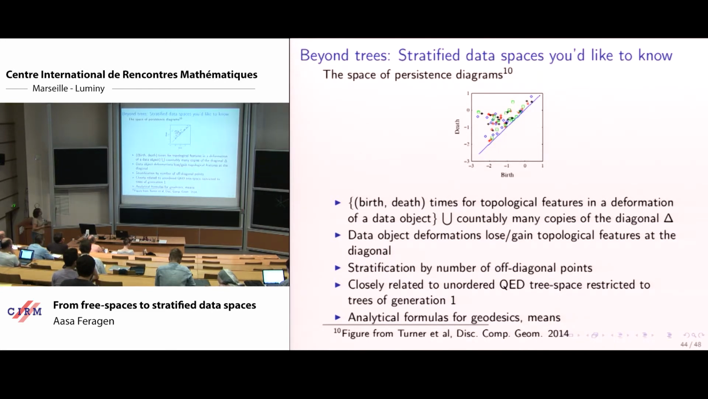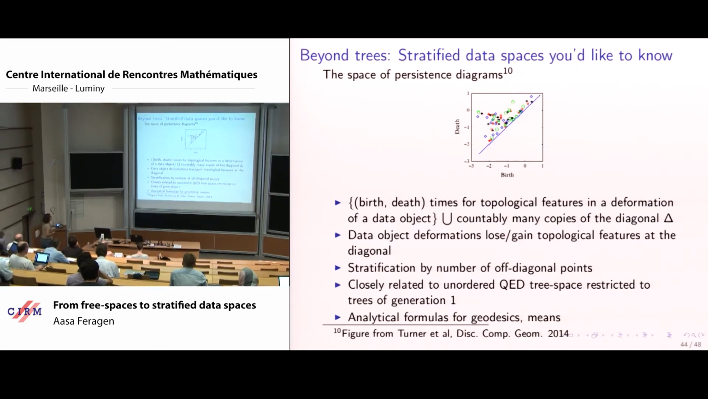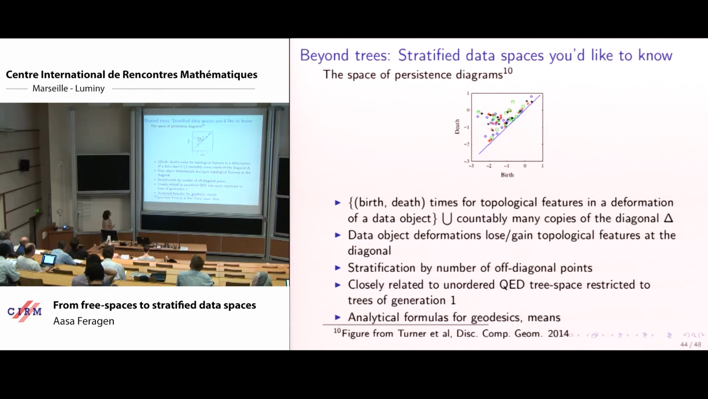So here you can stratify your space of persistence diagrams by the number of birth-death pairs, or of diagonal points if you like. This is actually closely related to the tree space where you have only a single generation. So here too you have to match points up. Here the points are not branches, they are off-diagonal points, but they are matched up in an unordered way, or in an unconstrained way, and if there's nothing to match it with, then you take it away by moving it to the diagonal. In this case, there are actually analytical formulas, I believe, for geodesics and means. So here, you can actually do some statistics.